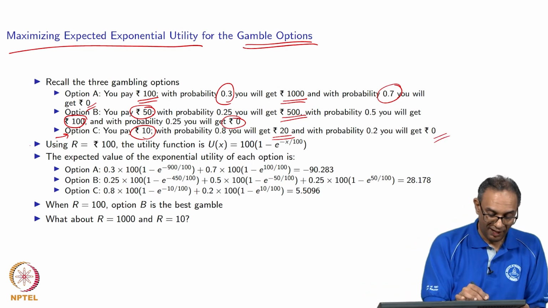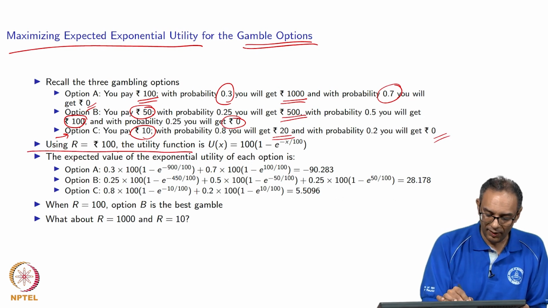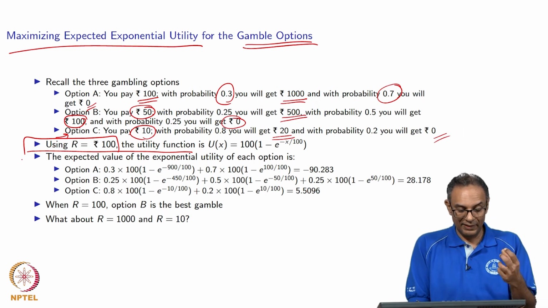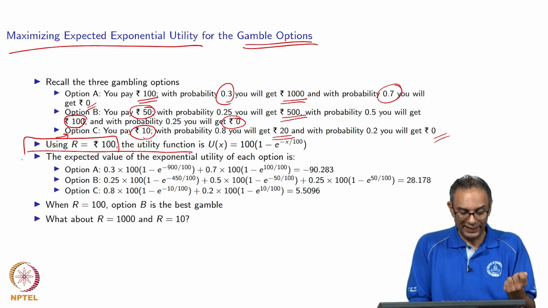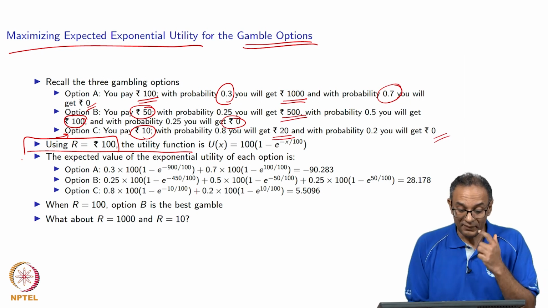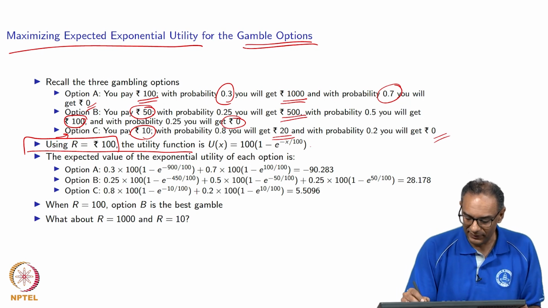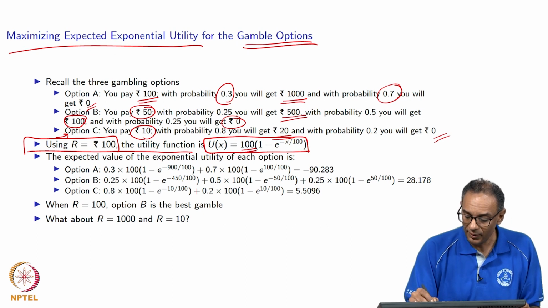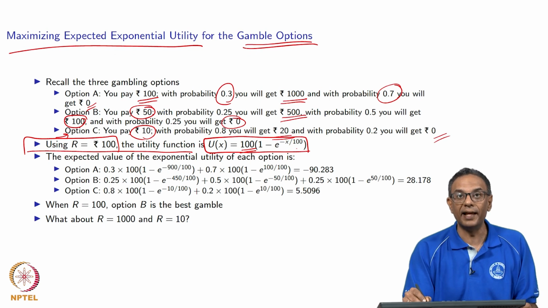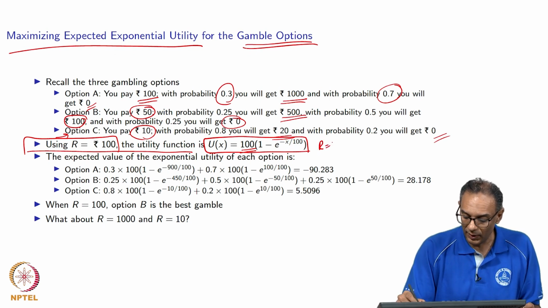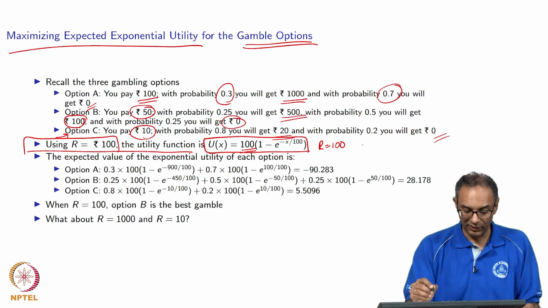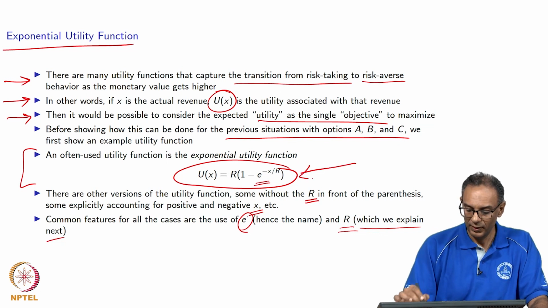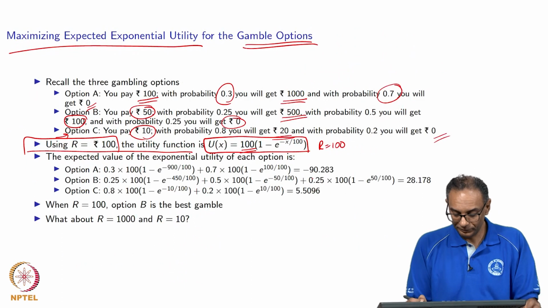Now let's take a person whose R is 100. That means in the previous case, if the amount was less than 100 rupees, you would be betting. If the amount is 100 rupees, you will not enter the bet. Then the utility function for that person is given by this. This is a utility function that is important for us. Based on that R, it is R times 1 minus e to the power minus x divided by R. Notice that R is 100, and the utility function is written as before.